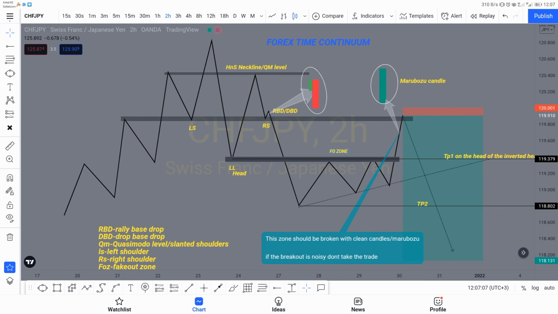Let me do the chart example on a separate video. So keep checking. I'll post the next video in a few minutes.